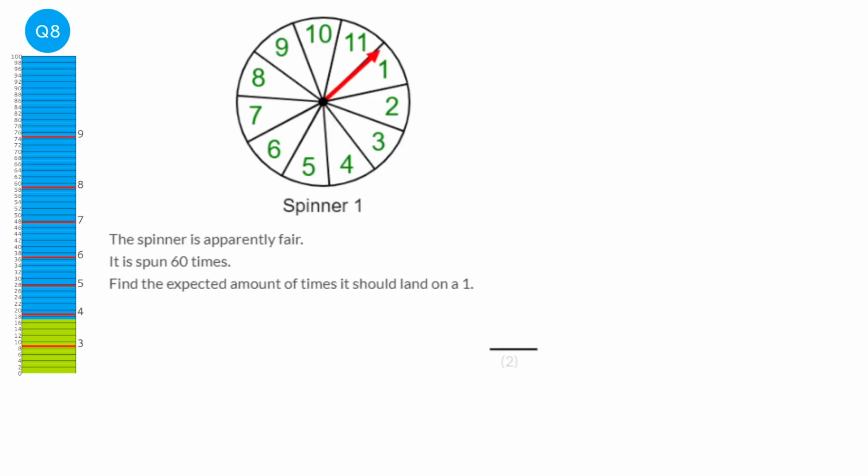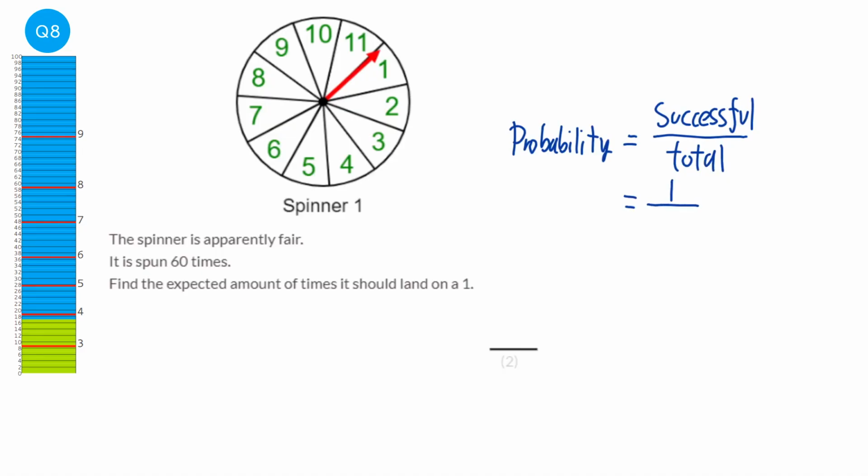So to find the probability, we're going to do the successful outcomes divided by the total number of outcomes. So looking at this question, it says number of times it should land on a 1. So that would be 1 over the total amount, which is 11. So the chance of us getting a 1 is 1 over 11.